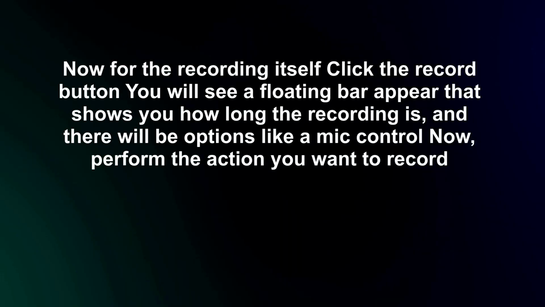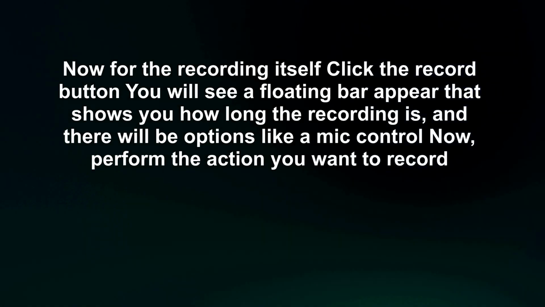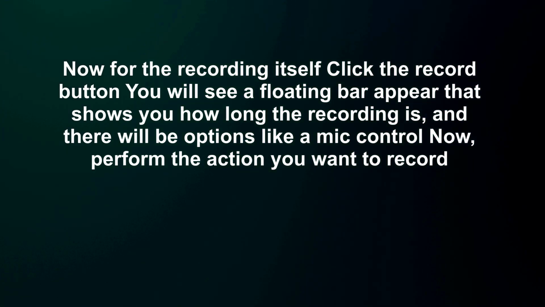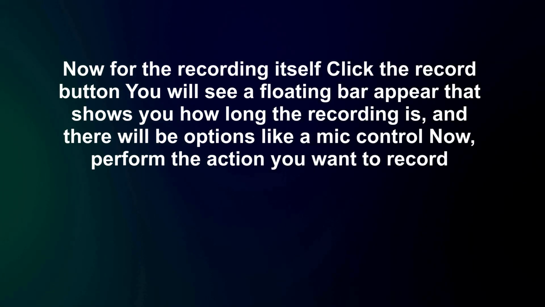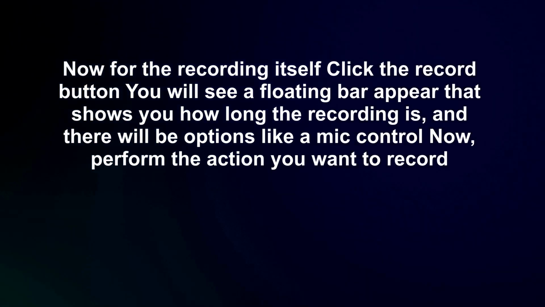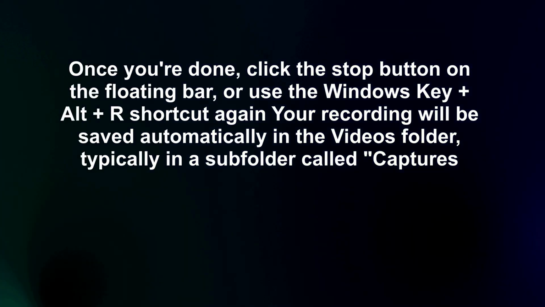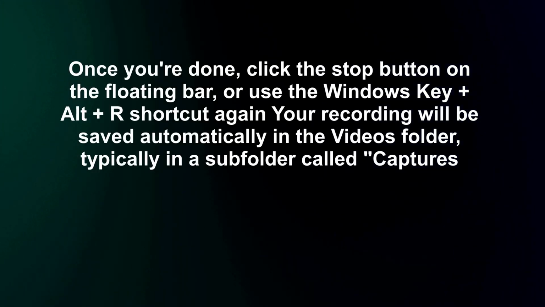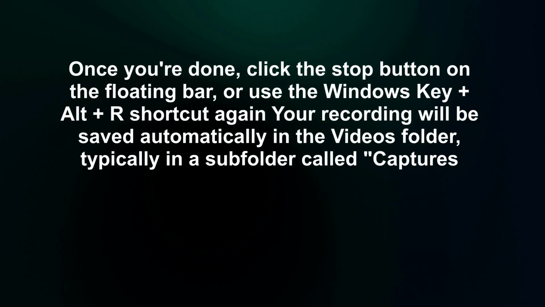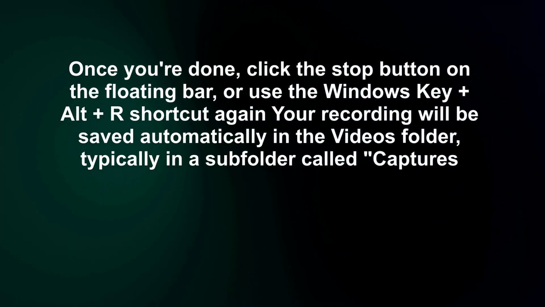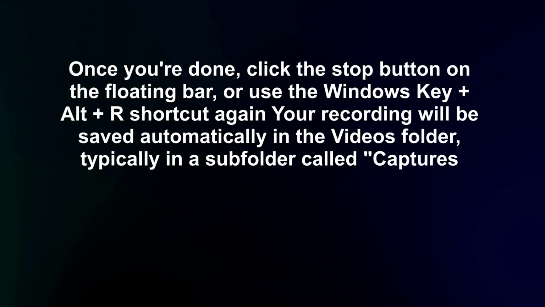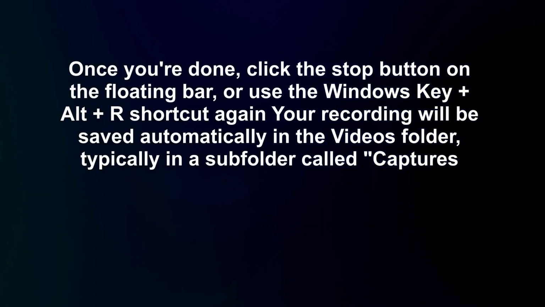Now for the recording itself, click the record button. You will see a floating bar appear that shows you how long the recording is, and there will be options like a mic control. Now, perform the action you want to record. Once you're done, click the stop button on the floating bar, or use the Windows key plus Alt plus R shortcut again. Your recording will be saved automatically in the Videos folder, typically in a subfolder called Captures.